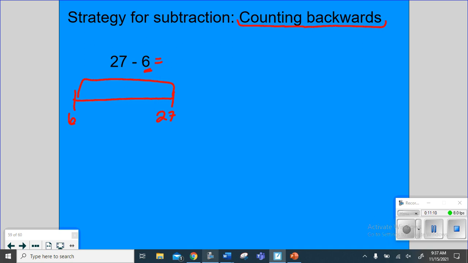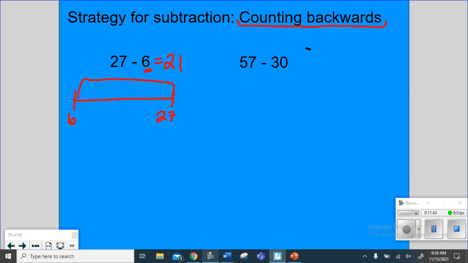Ready? 27, 26, 25, 24, 23, 22, 21. I'm holding up 6 fingers. That means I've gone backwards 6 numbers. 21. What? That says 21. Counting backwards. But what if I have a larger equation?